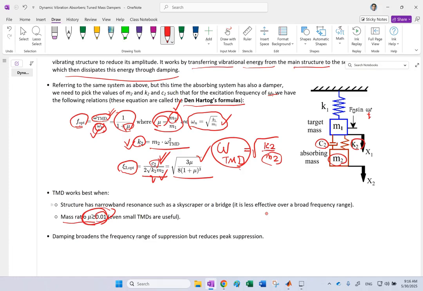Now, it works best when the structure has a narrowband resonance, okay? So the resonance is only in a specific region and it's narrow, like a skyscraper or bridge. If the system has a broad range for big responses, then it's not as effective, and it works well when this mu is a little bit bigger than 0.01, okay? The good thing about the damping is damping broadens the range of the frequency.